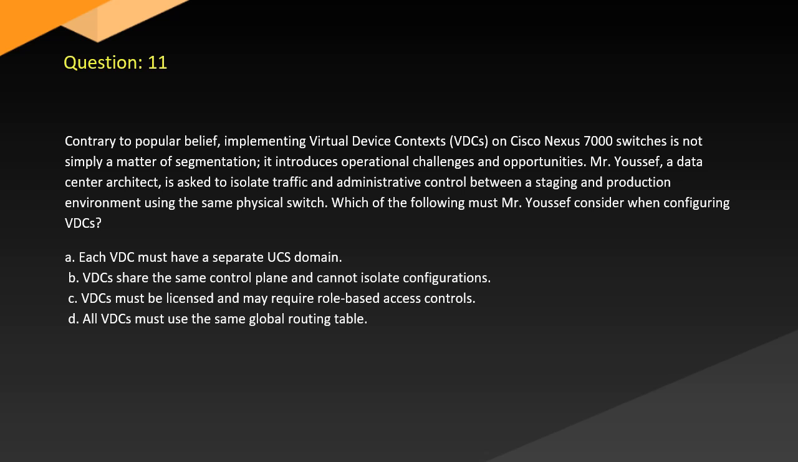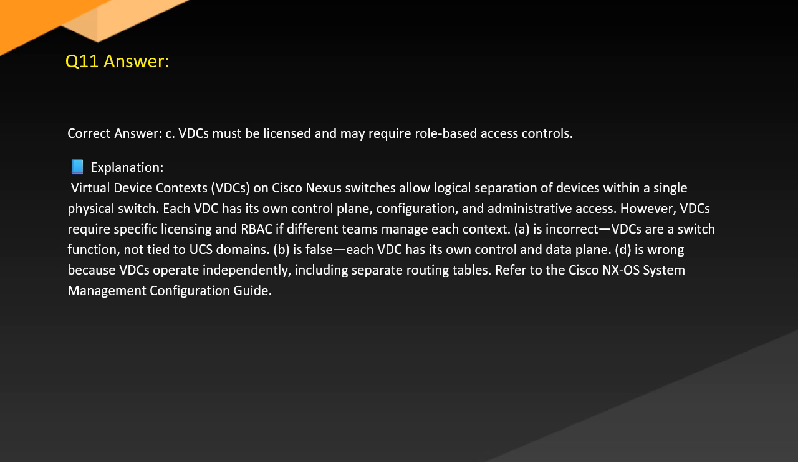A. Each VDC must have a separate UCS domain. B. VDCs share the same control plane and cannot isolate configurations. C. VDCs must be licensed and may require role-based access controls. D. VDCs must use the same global routing table. Answer. Correct answer: C. VDCs must be licensed and may require role-based access controls.